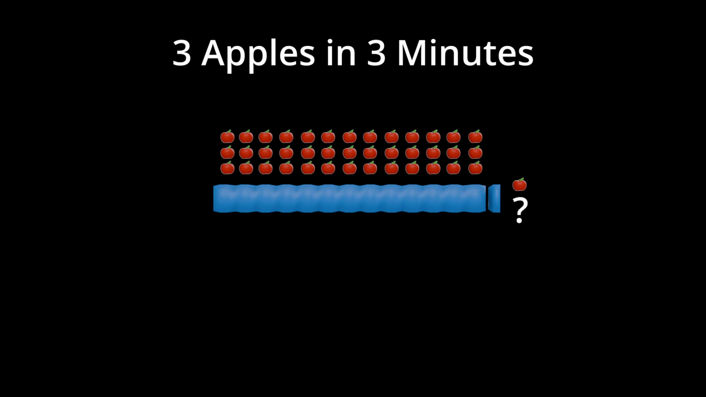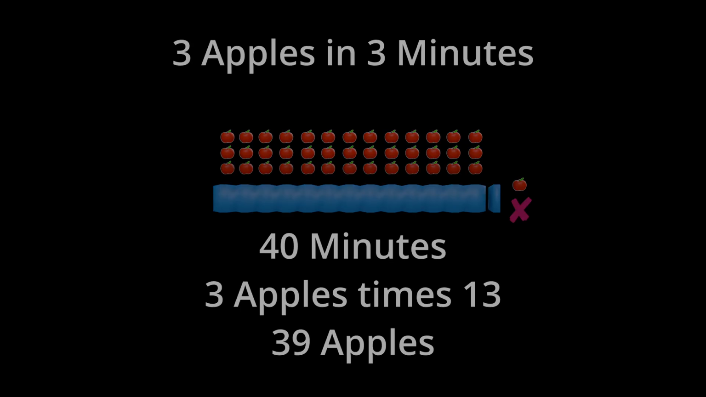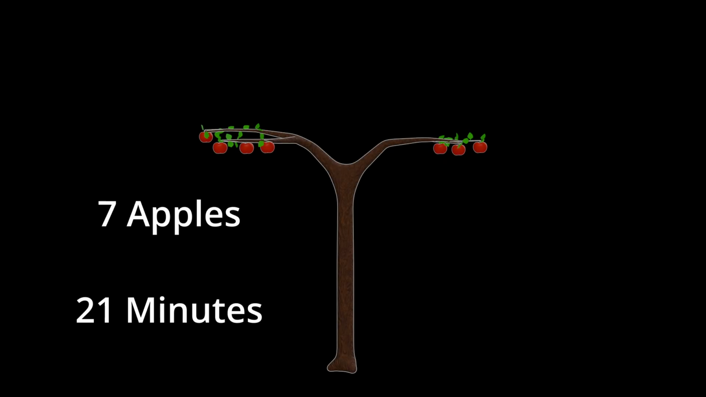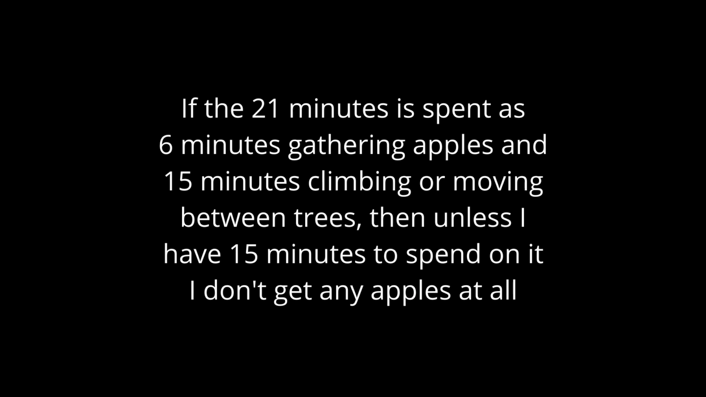I think it's actually correct to just use the same process and say that in 40 minutes, I would gather 3 apples 13 times, and then not have enough time to gather 3 more apples, ending up with just 39 apples. This makes things a little more complicated. I'd been wanting to say that since an average tree has 7 apples on it and takes 21 minutes to harvest, I could gather 1 apple in 3 minutes, but that's not actually true. There's some minimum amount of time that I have to spend before gathering apples is useful. And when thinking about my average trees, that amount of time is probably 21 minutes.